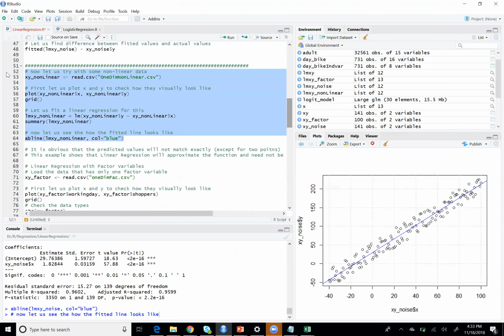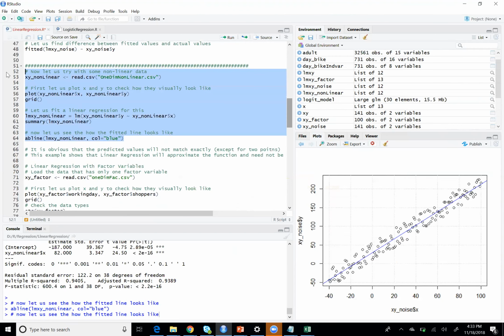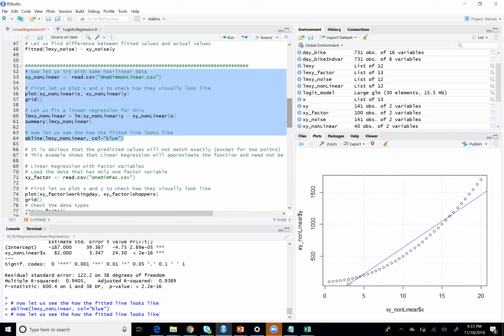Even if it is nonlinear, you can select something and do Control Enter. In this case, a polynomial fit is a better fit because the data is not a straight line, it is following a polynomial pattern. But still, if you fit a linear regression model, you'll see that it fits like this. Now let's look at the summary, which will be interesting. The R squared has become low. It's not 0.95, it's become 0.93.